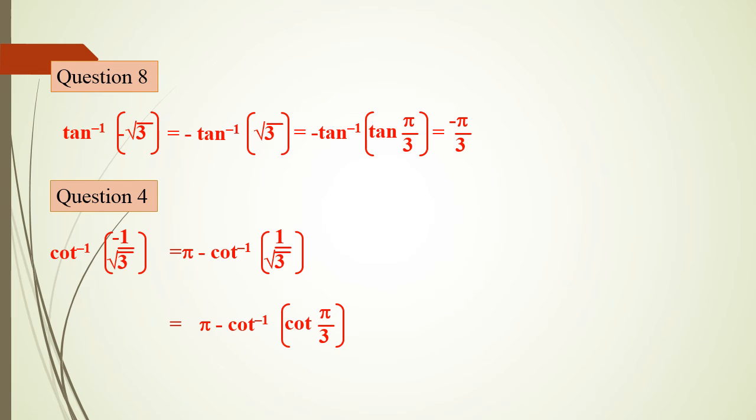So pi minus cot inverse of 1 by root 3. Okay, we have already solved such type of properties. See, cot inverse of minus x can be written as pi minus cot inverse x. Sec inverse of minus x can be written as pi minus sec inverse x. Cos inverse of minus x can be written as pi minus cos inverse x. The same property is adopted for finding the principal value of the cot inverse trigonometric function here.